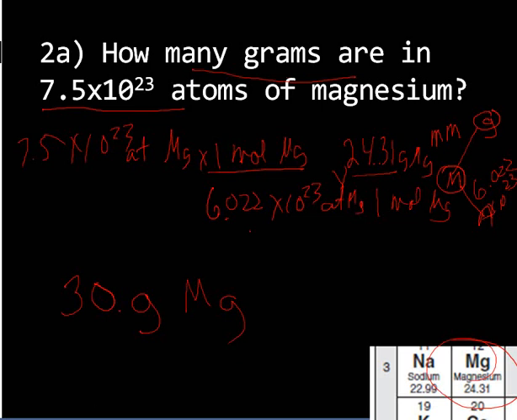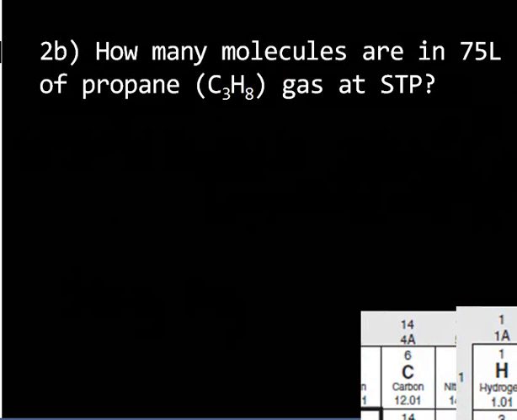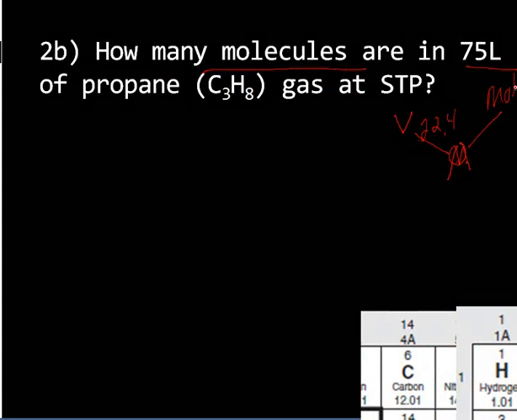Okay, let's take a look at another one. Here I want to know how many molecules there are given the volume. So I'm starting with volume, right? I'm going to have to go to moles, and then from moles I can go to molecules. So volume to moles is going to take that 22.4, and moles to molecules is going to take Avogadro's number.